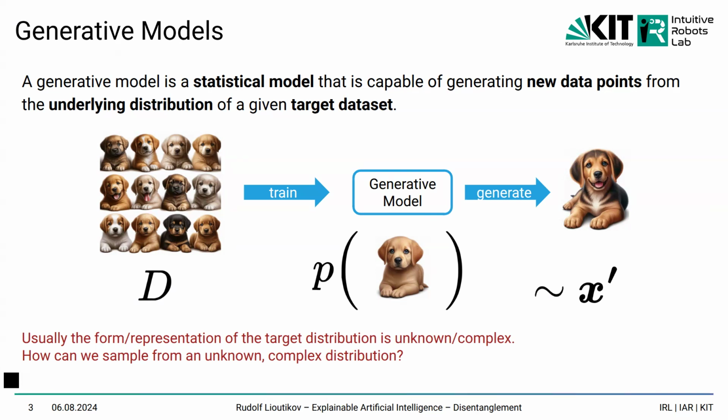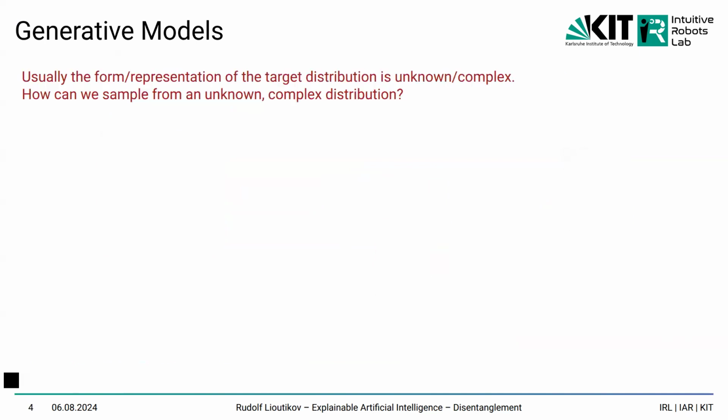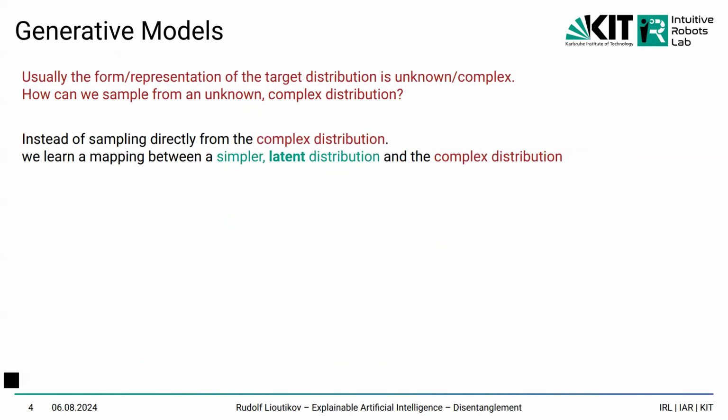If it were just Gaussian noise, we could easily sample this, no problem. But since we want to sample something unknown, we need to find a way around this. So how can we do this? Instead of sampling directly from this complex distribution, we usually learn a mapping from a simpler latent distribution, for instance a Gaussian. We sample from this Gaussian and get a latent vector. We usually describe this as P of Z, the distribution over a latent space, and Z being a latent vector.